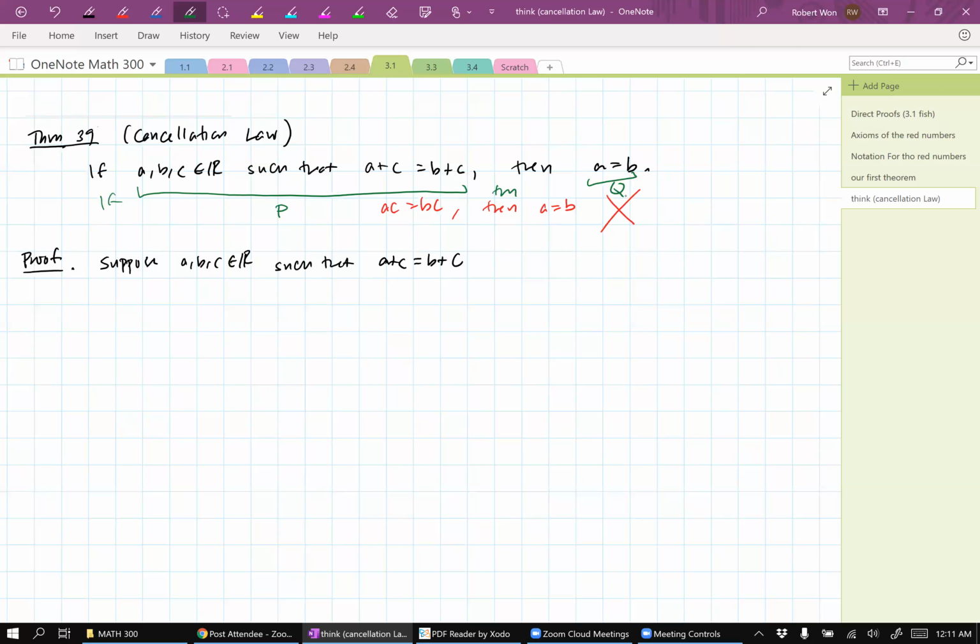But we need to figure out how to do this using only the axioms. Okay, so if I want to subtract C from both sides, really what I want to do is add the additive inverse of C to both sides. So by the existence of additive inverses, I know that negative C is a real number. There's some real number that serves as the additive inverse of C. Now I want to add it to both sides.